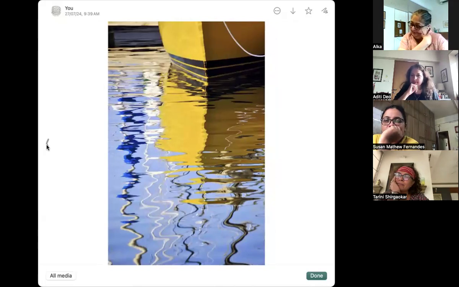Then continuous, that was another word that came, and depth. Somehow all the pictures give an impression that the surface is there, but there is a lot of depth to what you are seeing. And rhythmic and calming. That was the other overall impression.